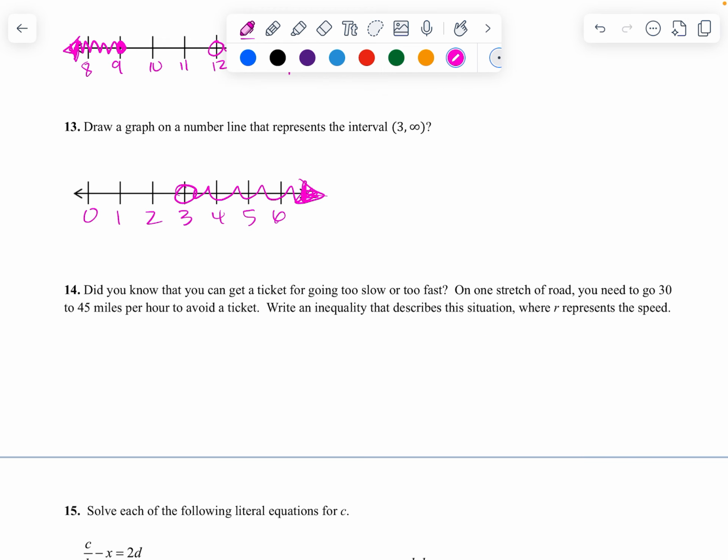Okay. Did you know that you can get a ticket for going too slow or too fast? On the stretch of a road, you need to go 30 to 45 miles per hour to avoid a ticket. Write an inequality that describes the situation. Okay, so 30 to 45.